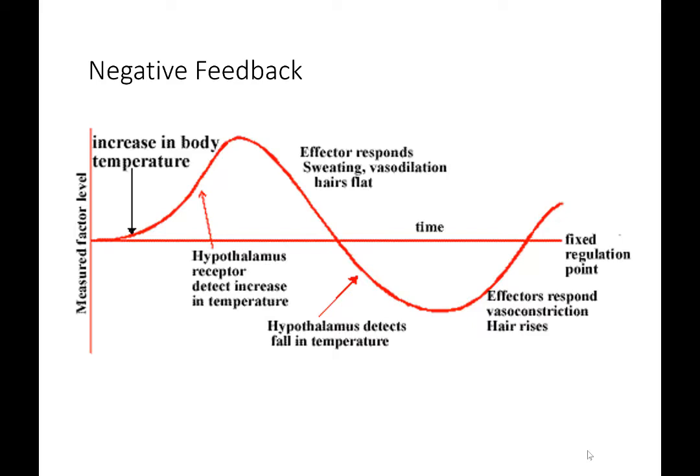If your temperature goes lower than normal, the hypothalamus in the brain is going to see that, and it's going to then elicit mechanisms like shivering to raise it back up. So we want to bring everything back towards that midline and not deviate too far away from that.